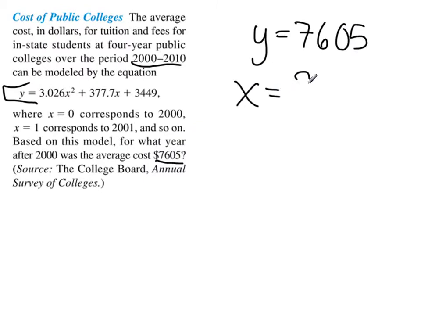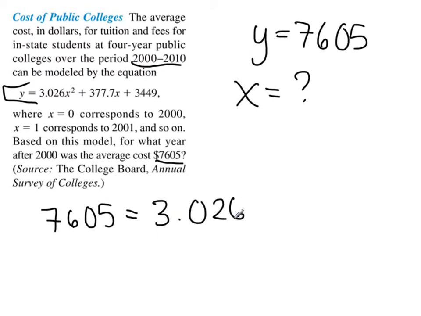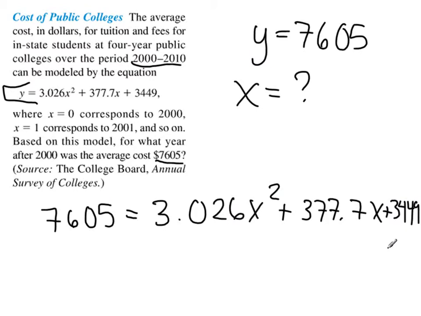What is x? Now we'll take this equation and plug in the information they told us. So we have 7,605 equals 3.26/10,000 x squared plus 337.7 x. And last but not least, I'm going to squeeze it in there, that plus 3,449.